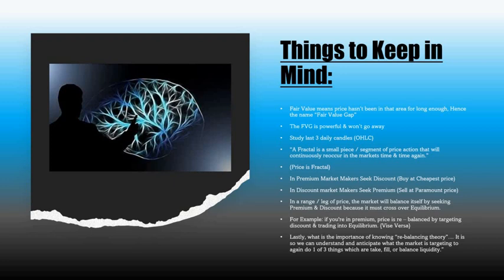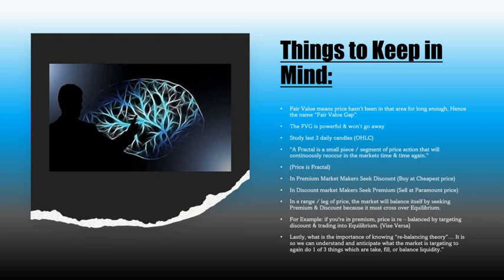Okay? So that's why the name is called a fair value gap. There's a gap of fair value. There's a gap of not enough time in that area. There's a gap of imbalance in that inefficiency. Okay? The fair value gap is powerful and won't go away.